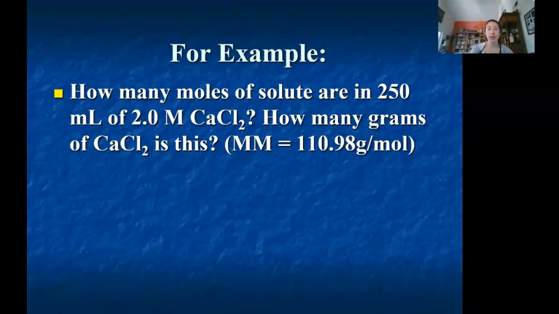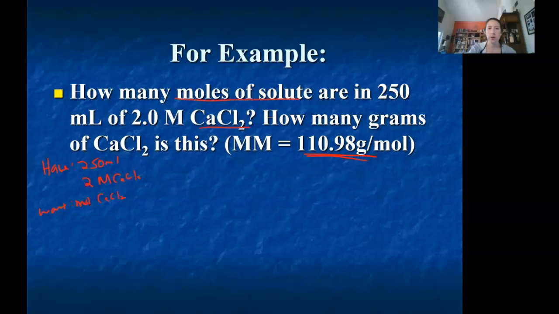Oh, this is a really good one. Again, this molar mass here belongs to CaCl2. So let's try this one. In this case, we want moles. What do we have? We have 250 milliliters, and we have a 2 molar CaCl2, and we want moles. How many moles of solute? That's CaCl2, our solute. That's supposed to say moles.